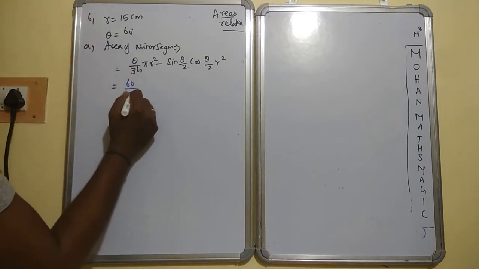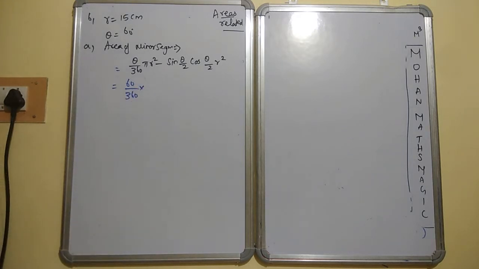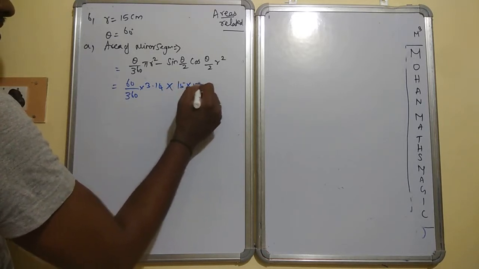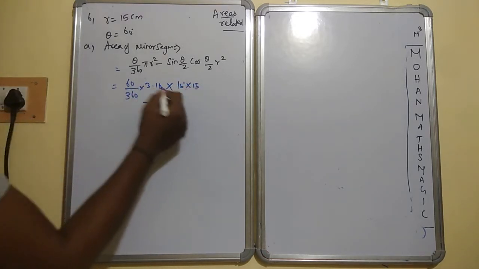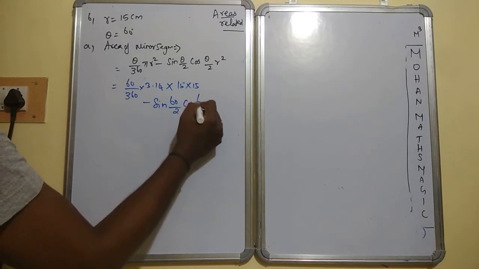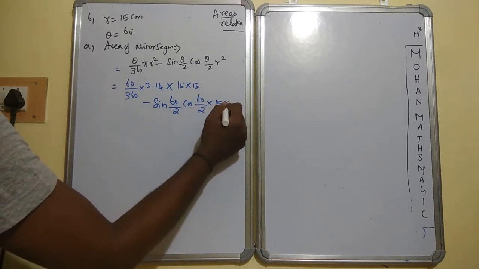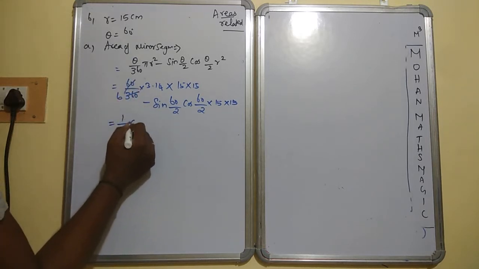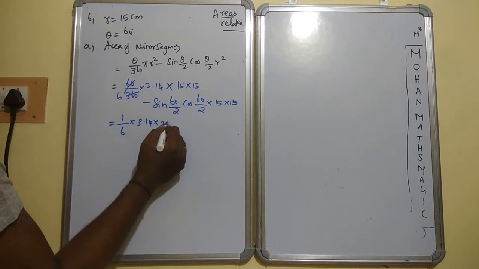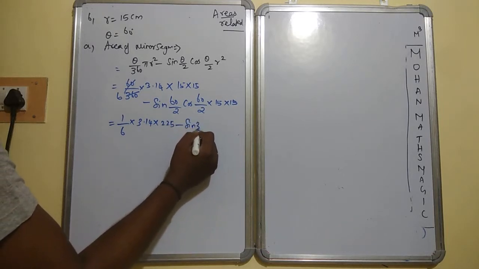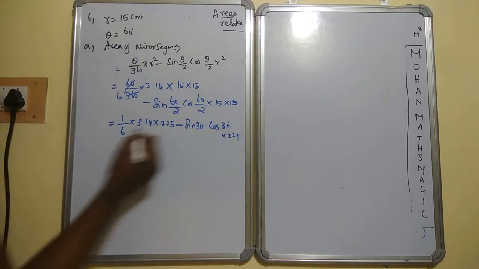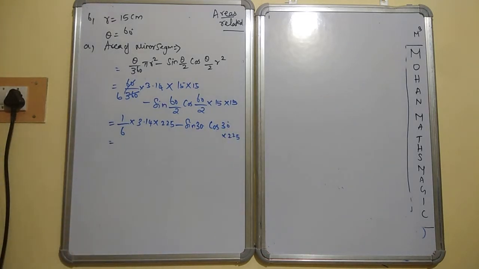So 60 upon 360, the pi value they gave in the question is 3.14, radius 15 times 15, minus sin of 60 by 2, cos of 60 by 2, radius 15 times 15. Finally, normal calculation: 1 upon 6 times 3.14 into 225, minus sin 30 value 1 by 2, cos 30 value root 3 by 2 into 225. The final calculation, so that you get the answer like this.